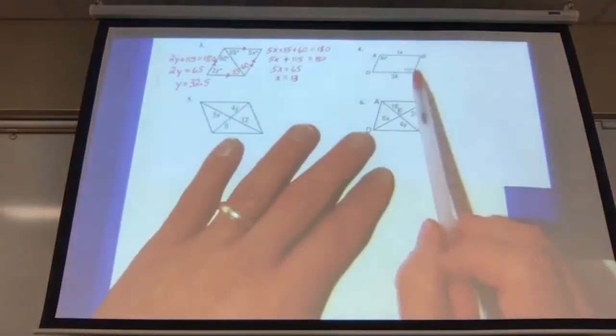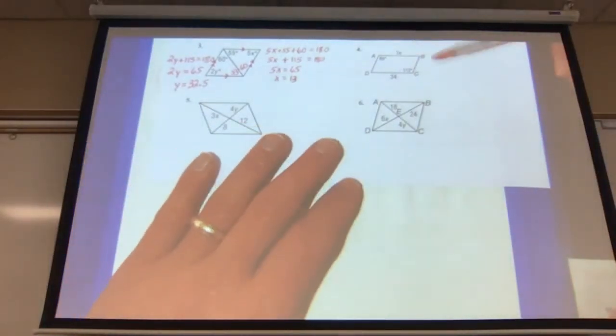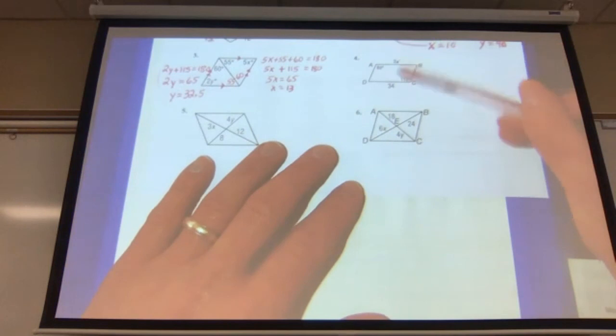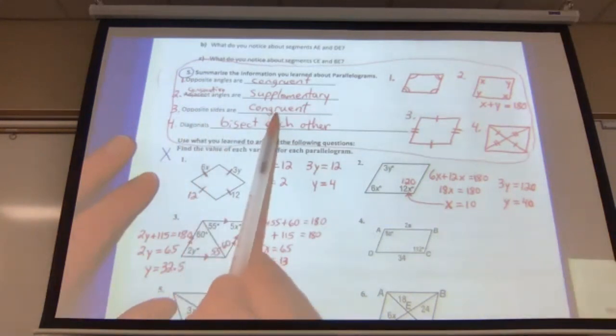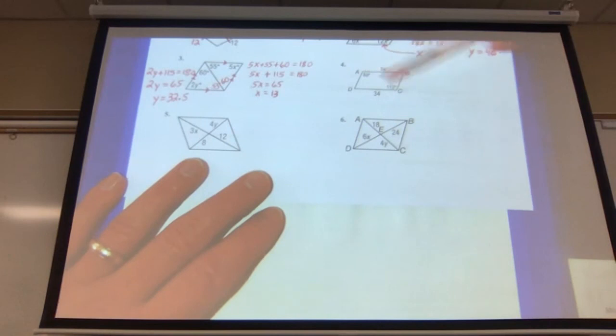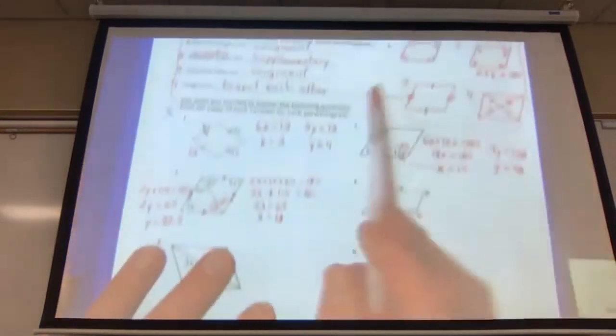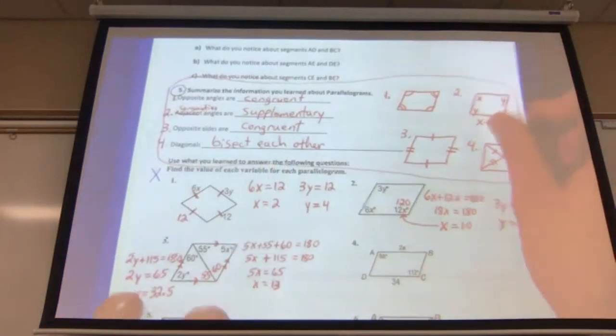All right, let's go to 4. Number 4 is going to be a mix of two of the theorems that we have. I've got a 2a and a 34. Those are opposite sides. Go back to your theorems. Opposite sides on a parallelogram are always congruent to each other. And then we also have opposite angles. 8b and 112 are opposite angles. If you come down to your theorems, opposite angles are also congruent to each other.